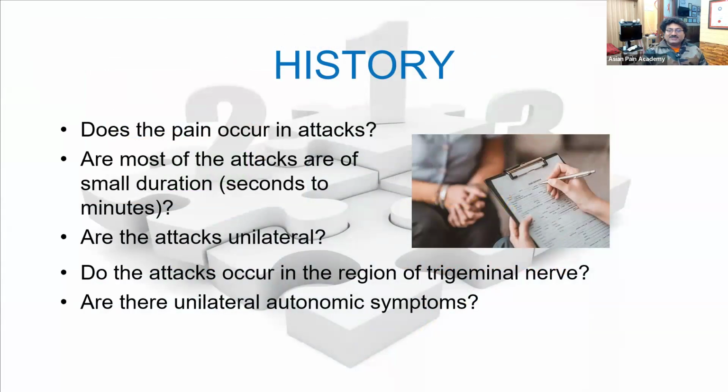Now coming to the history: what are you going to ask in the history of trigeminal neuralgia, and how to diagnose? Remember, in trigeminal neuralgia the initial diagnosis is based on the history only. And in clinical examination, you might find absolutely nothing. Sometimes in investigation we might find something, but in idiopathic trigeminal neuralgia, investigation is absolutely normal. So what are you going to ask in the history? First of all, the pain nature.